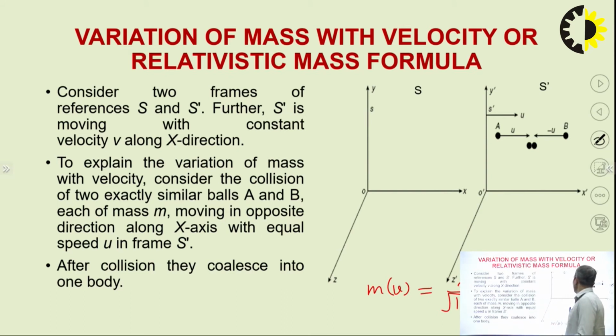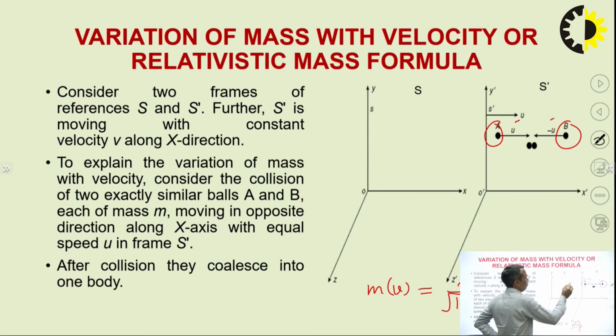So, if we take two inertial frames S and S prime, S prime is the moving frame. These two frames are inertial frames, and we have taken two identical objects A and B. These two identical objects have the same mass, and their velocity is also the same, but in opposite directions. So, this is the picture with respect to frame S prime.